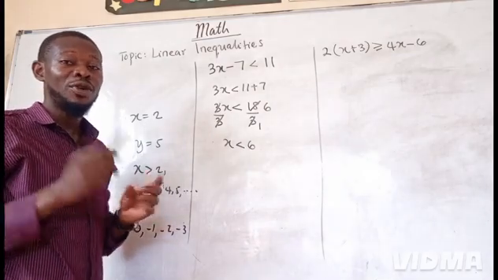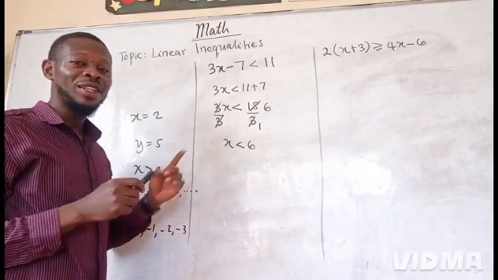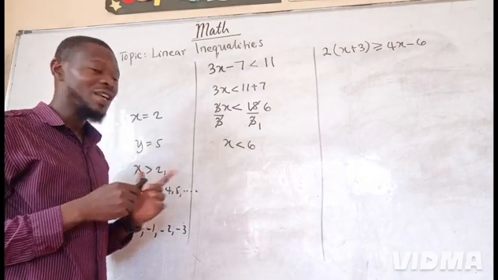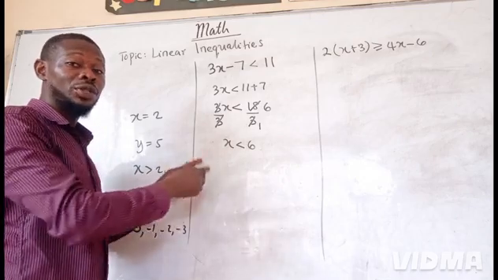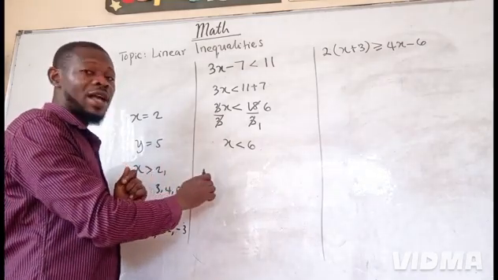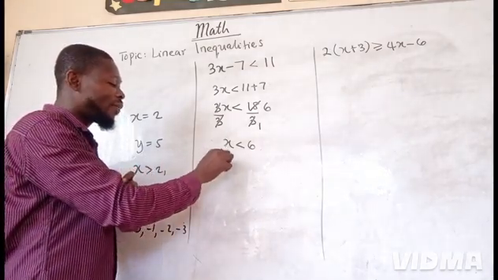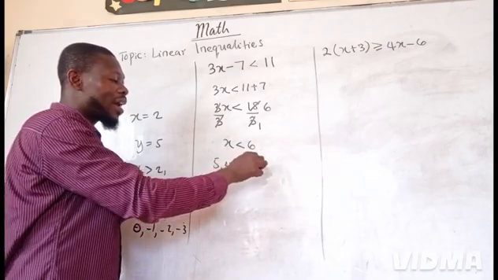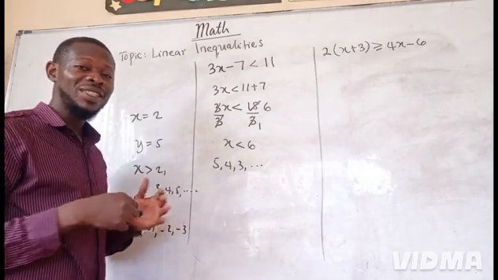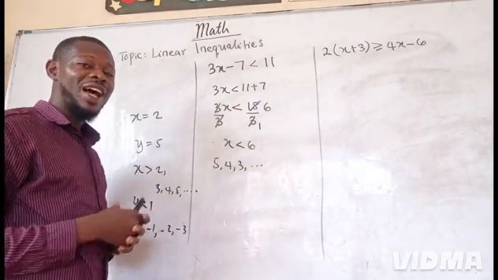6. Now recall I told you that an inequality doesn't give a single answer. It gives a what? A range of possible answers. What that means is that the possible solutions of x here could be what? This is less than 6. It means x could be what? 5, 4, 3, and the list goes on. We use 3 dots. 3 dots is an ellipsis, which shows that, and so on and so forth.